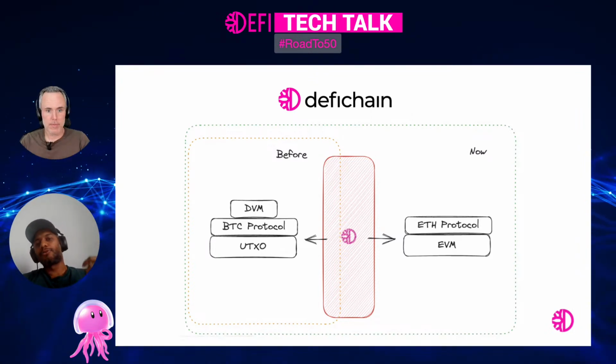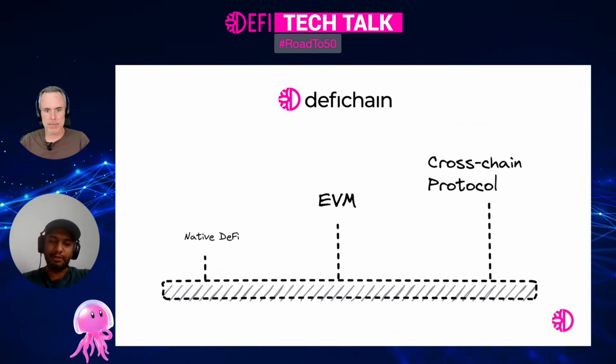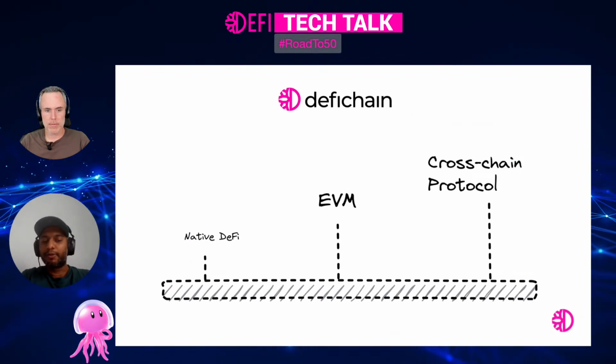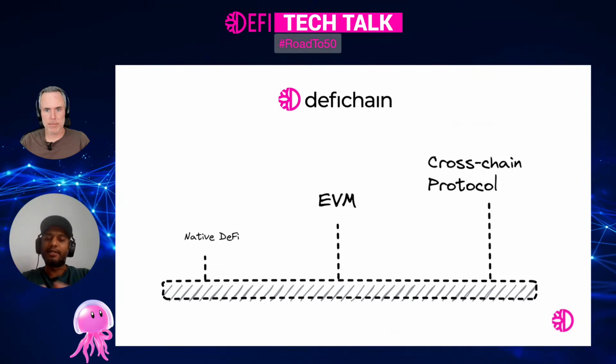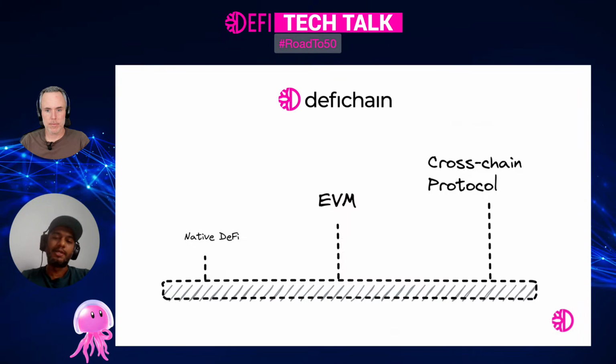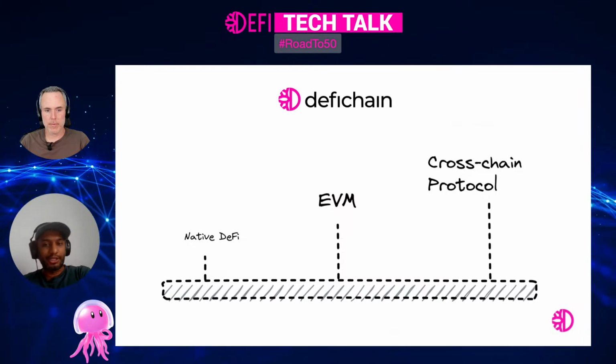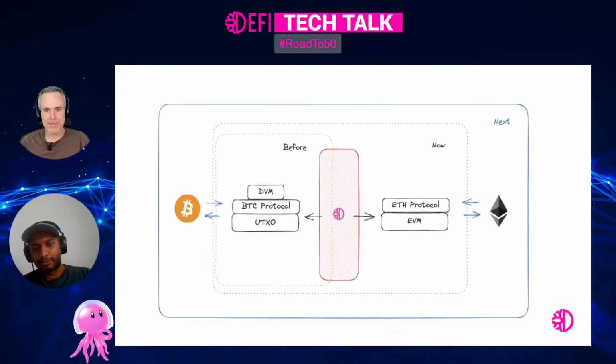And just zooming out again, we discussed this: what is this larger journey where we are heading? Native DeFi was the before part, and then integrating EVM is the middle part that we are actually in. And then the final stage of this current roadmap journey is the cross-chain protocol. Now, what is that going to look like?